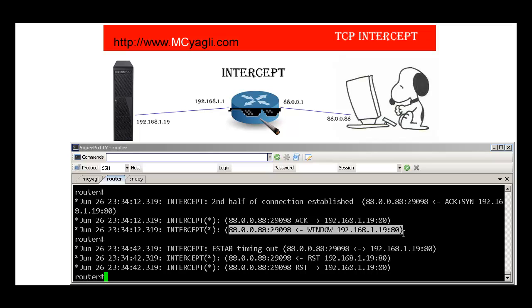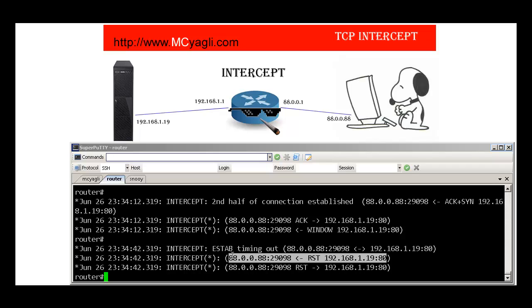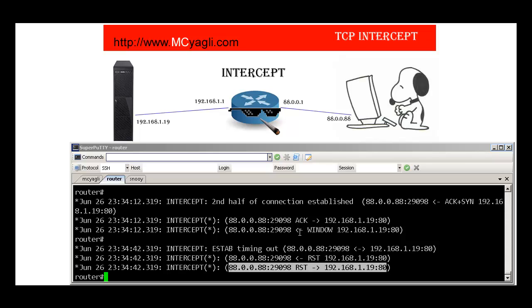So please pay attention here. This server will send a message to both sides, as if it's coming from Snoopy. It says Snoopy is sending a reset message to the server, and the server is sending a reset message to this one. I don't know if you remember, but we configured an inactive time. It was 30 seconds or something.